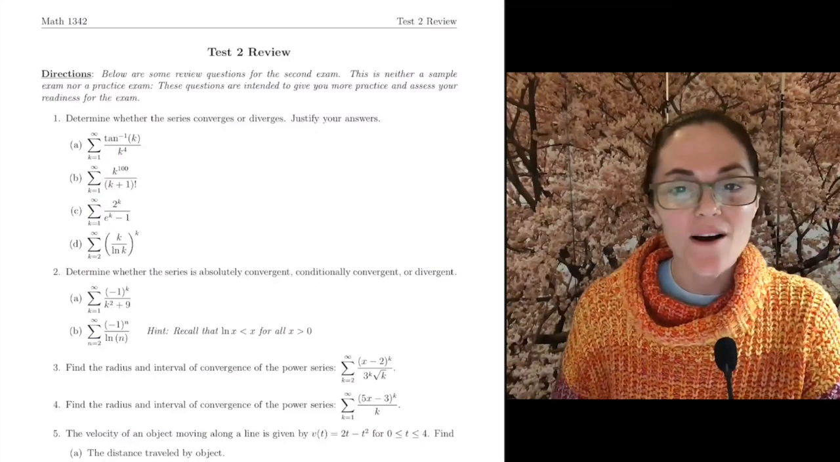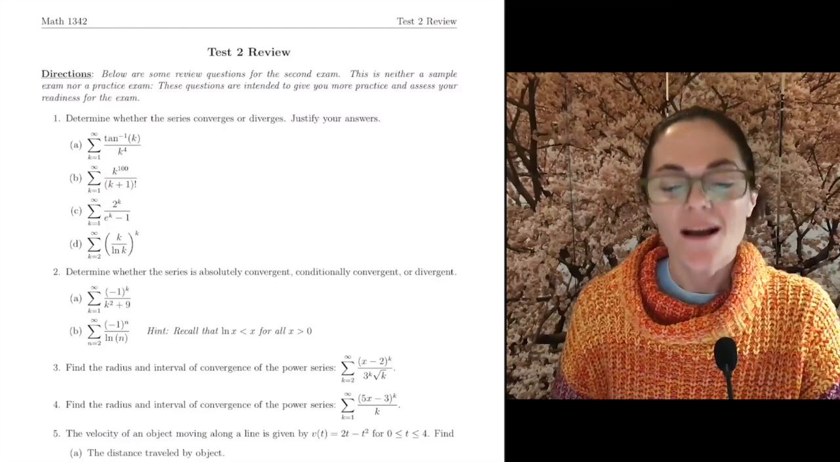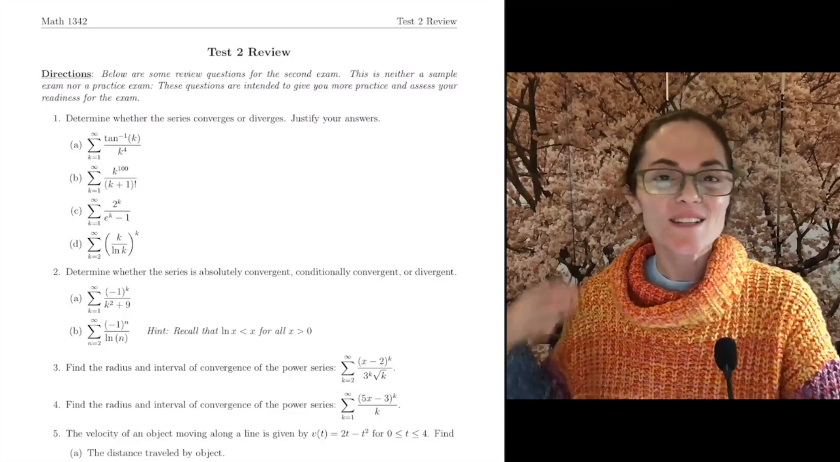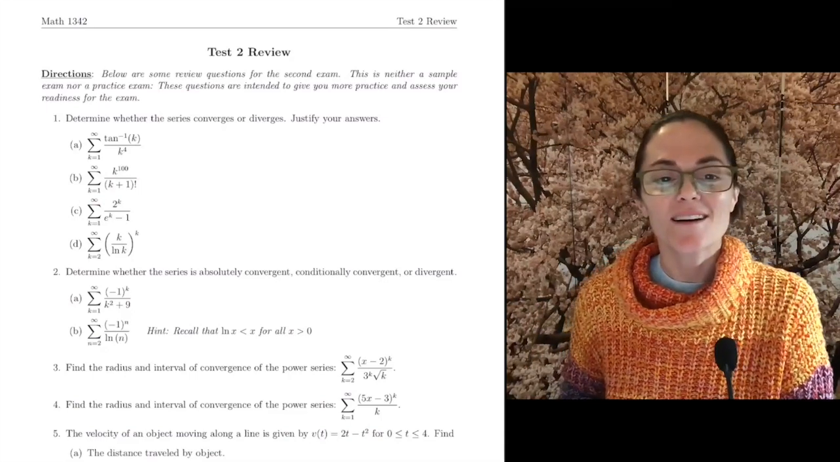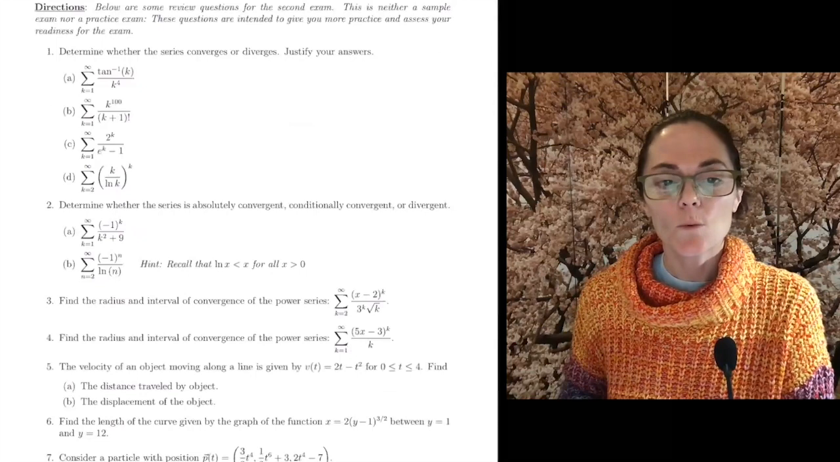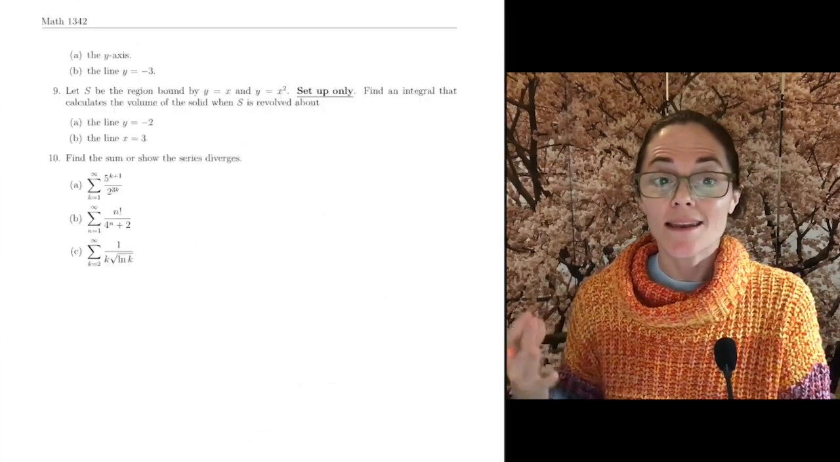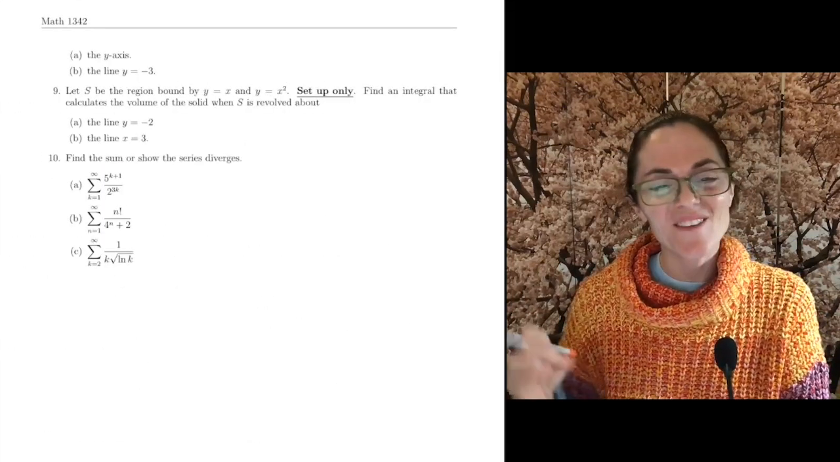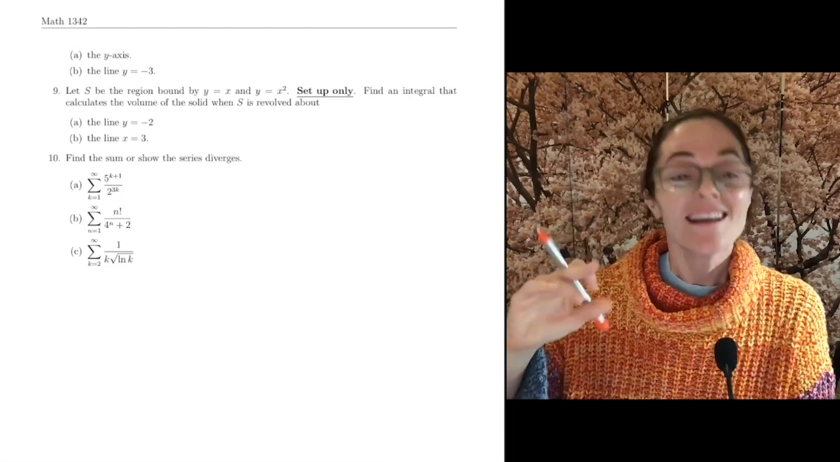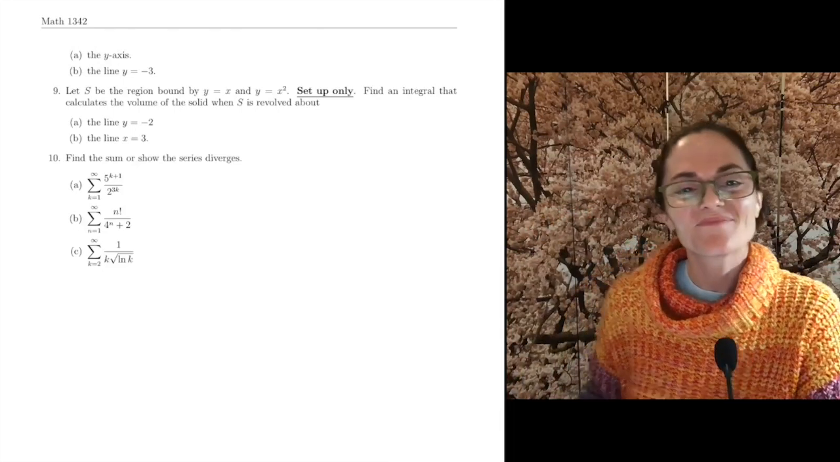Hello, we are going over test 2 review, and I will take you to another session where I go over 1 through 9, and then I'll bring you back and we will go over these 3 in number 10.